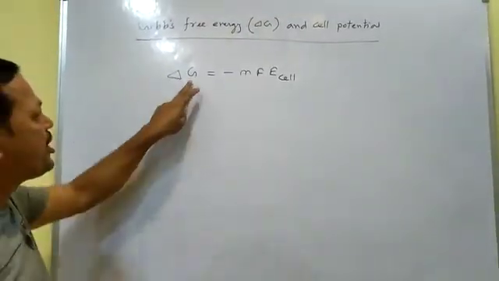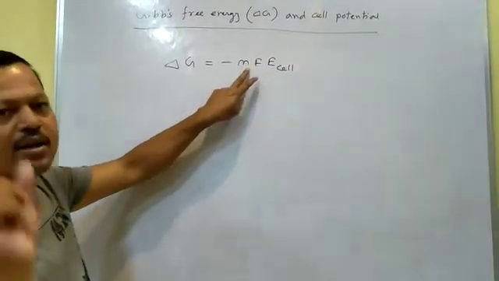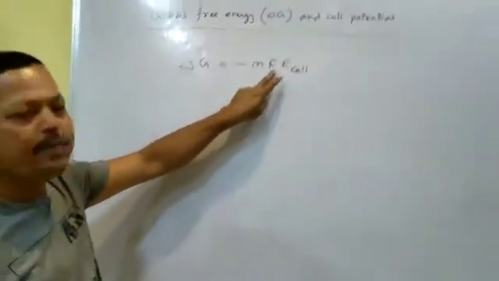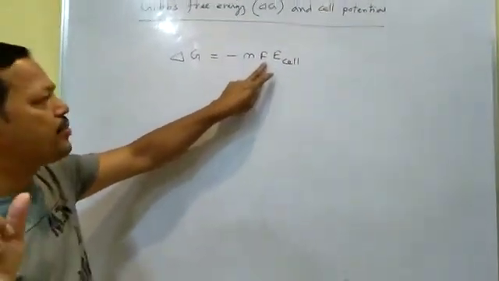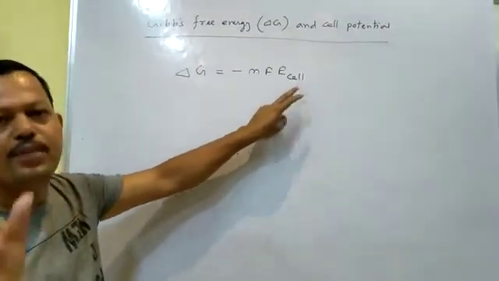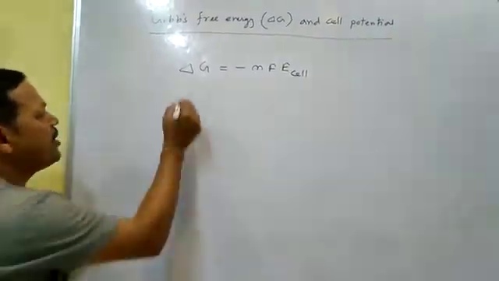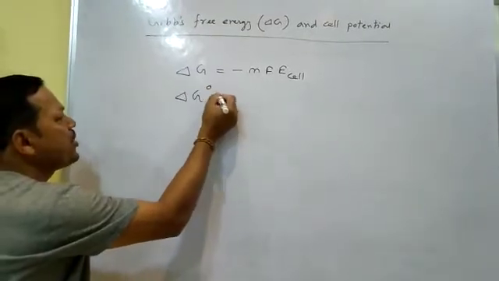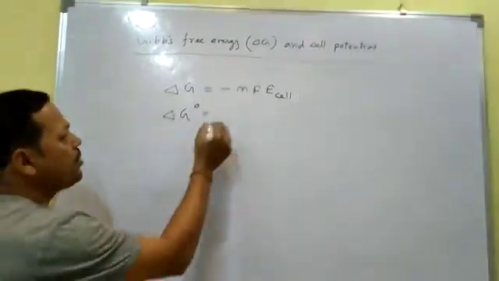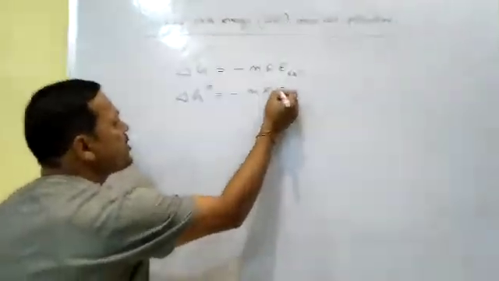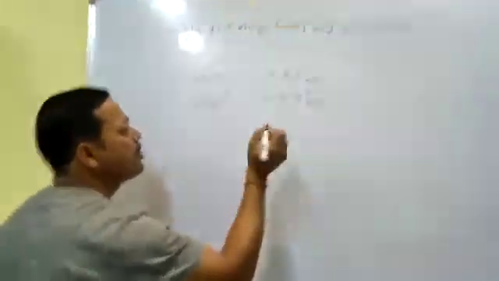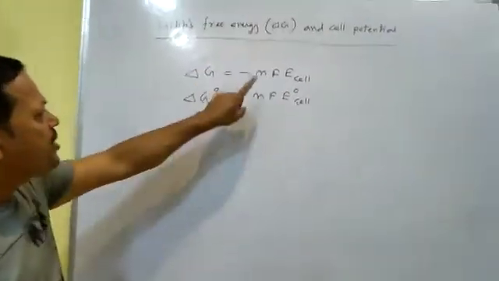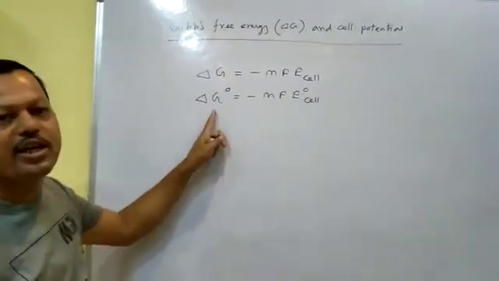Delta G means Gibbs free energy, n means the number of moles of electrons, F means Faraday, the value is 96500 coulomb, and E cell means the potential of the cell. Similarly, if you apply standard Gibbs free energy, delta G naught, then the potential will be the standard EMF of the cell. So by using this equation, you can find out the Gibbs free energy also.